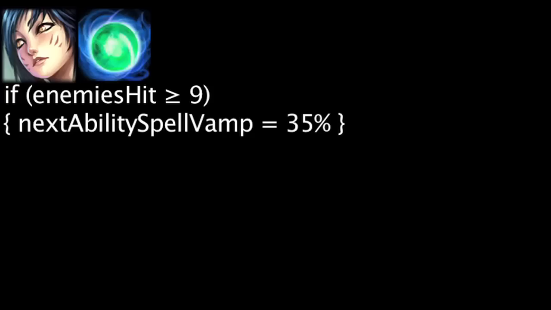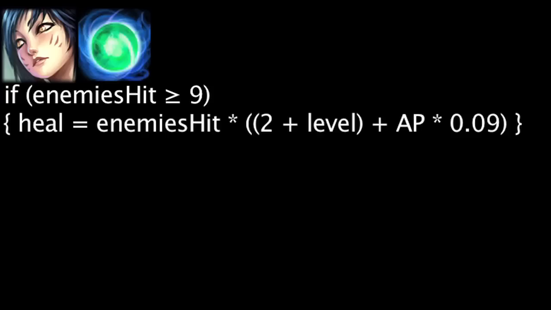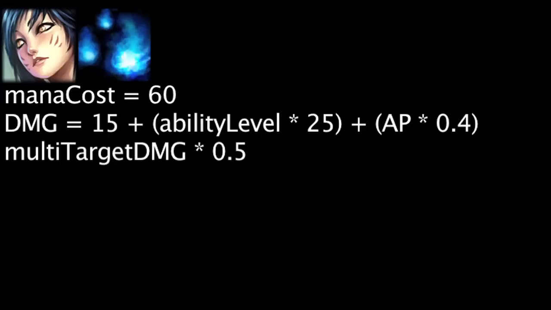Ahri's passive ability, Essence Theft, will no longer grant 35% spell vamp and will instead heal for each enemy her ability hits equal to 2 plus Ahri's level plus Ahri's ability power times 0.09. This new version of Essence Theft will never heal for more than the previous one, except for under a few situations where Ahri has 0 ability power. Additional hits to a single target from Ahri's Foxfire ability will now deal 20% less damage. The ability will also cost 10 less mana.